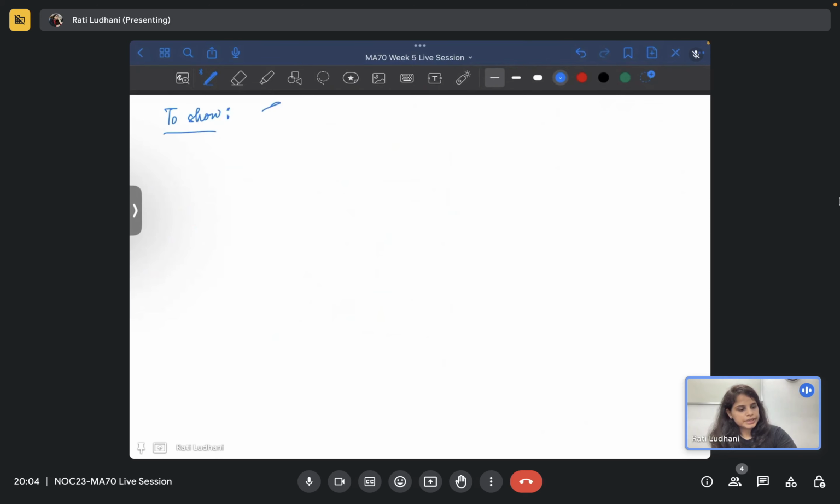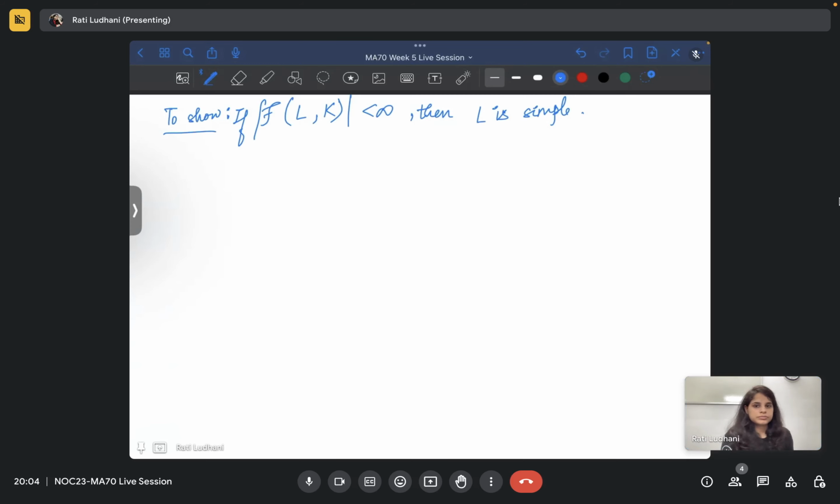now assume this set, the set of fields in between K and L, is finite, then L is simple. We need to prove this. L is algebraic is given in the question itself, so there is no issue. It is the other side.